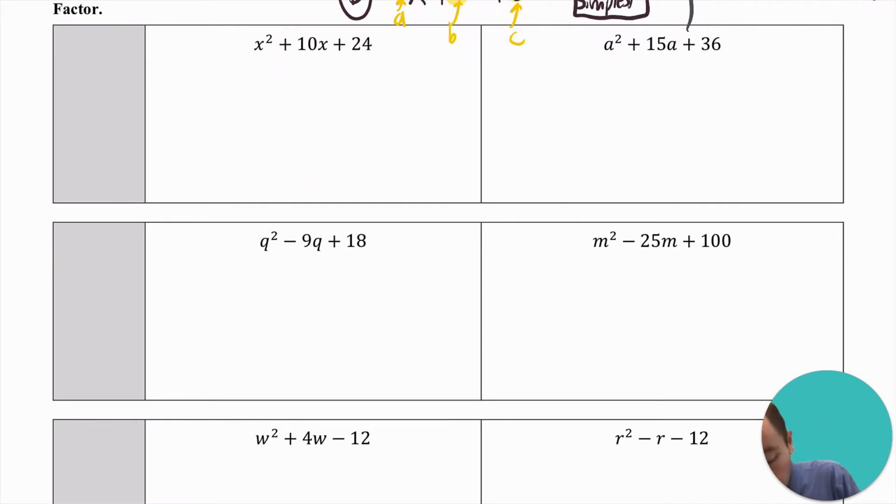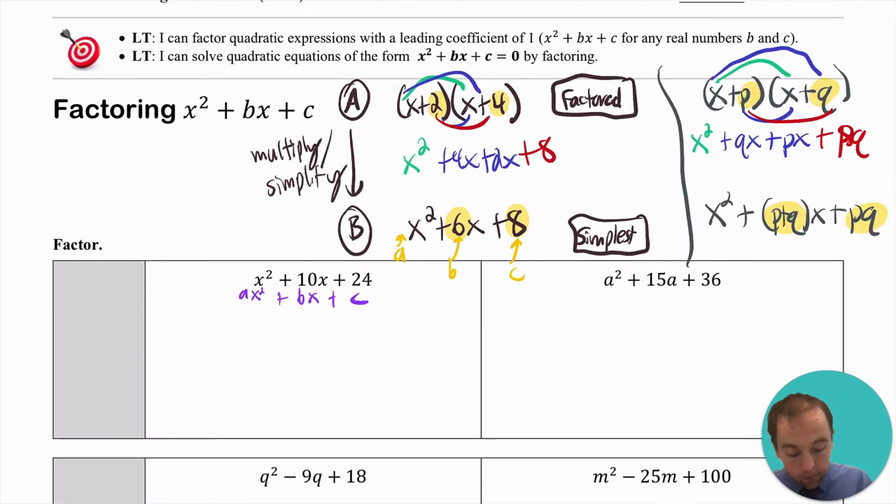But you're going to notice that the expression is of the form some number times x squared plus another number times x plus a number. And when we have expressions of that form, we should be able to go from where we're at right now at point B to point A. And when we go from point B to point A, it's the opposite of multiplying, which means that when we go from point B to point A, we're actually trying to factor the expression.